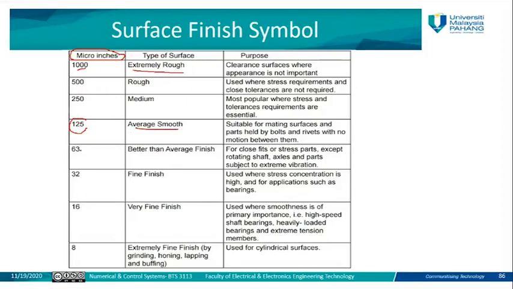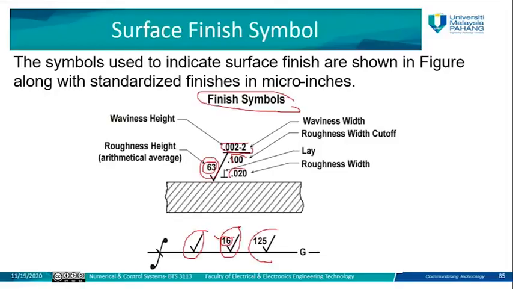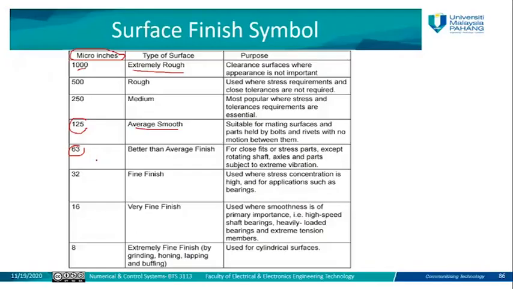If the surface finish is 63, as we see here, this value means better than average finish. So this is the fine finish, this is the very fine finish, and so on. These are terms defined for the manufacturer and designer, so they know, based on the project, what object they want to produce and what material they are going to use for finishing this product.